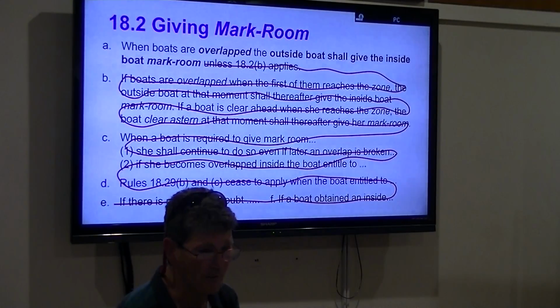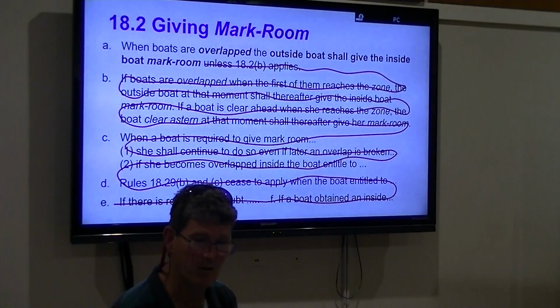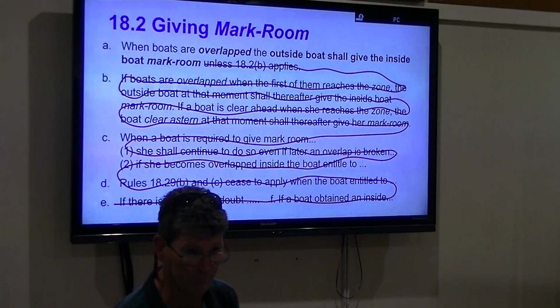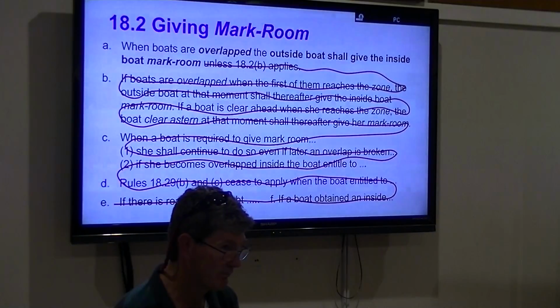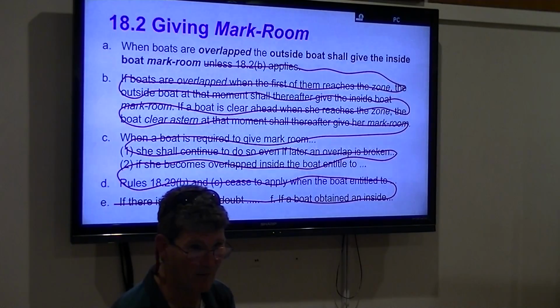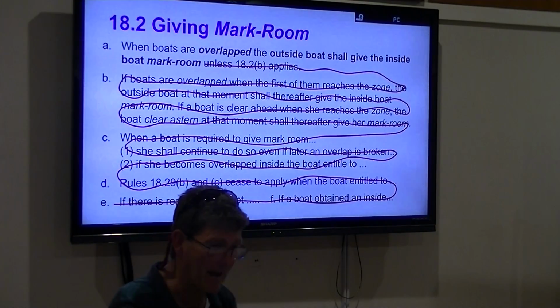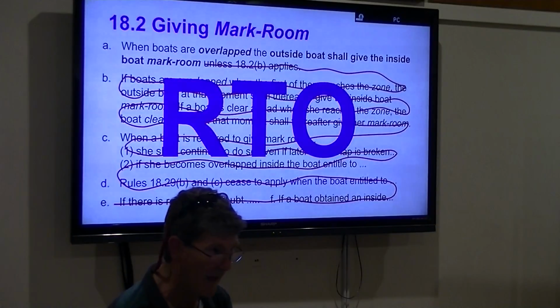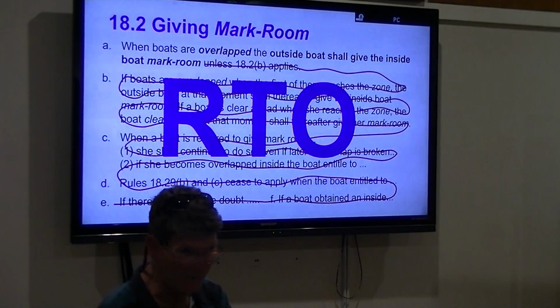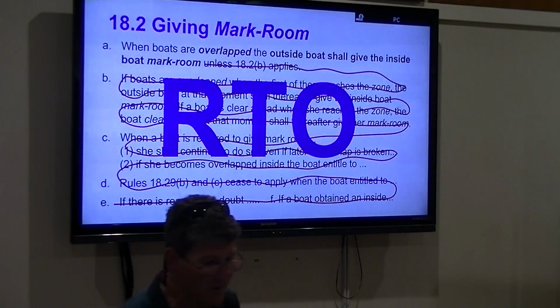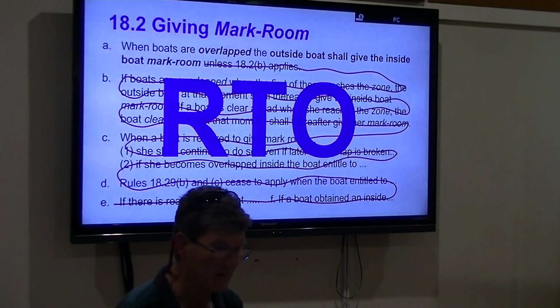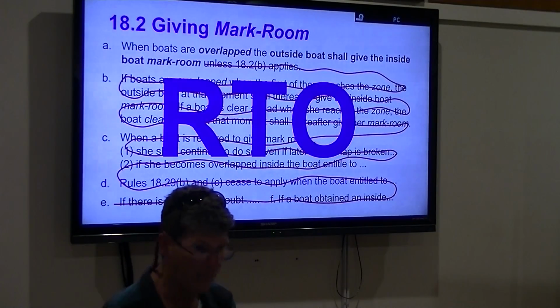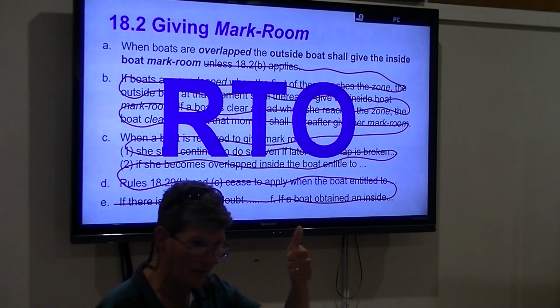When boats are overlapped, the outside boat shall give the inside boat mark room. If someone gets inside, you give them room. If you can. If you're outside, go round the outside. RTO, round the outside. If all you take away from tonight's thing is, if someone's overlapped inside, you give them room, that's a good rule of thumb to go by.